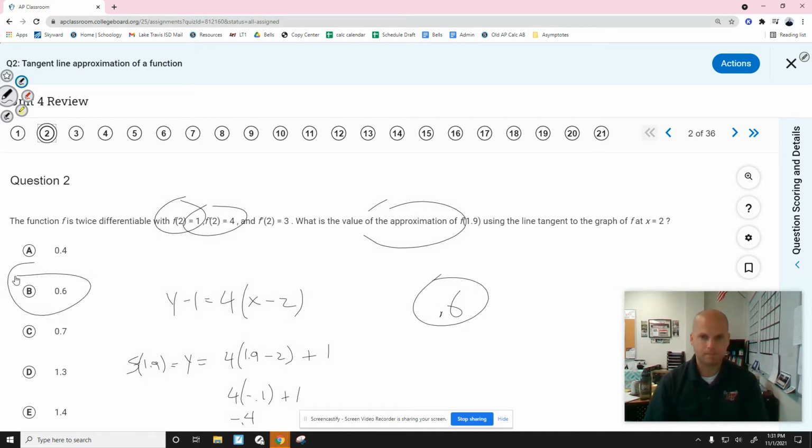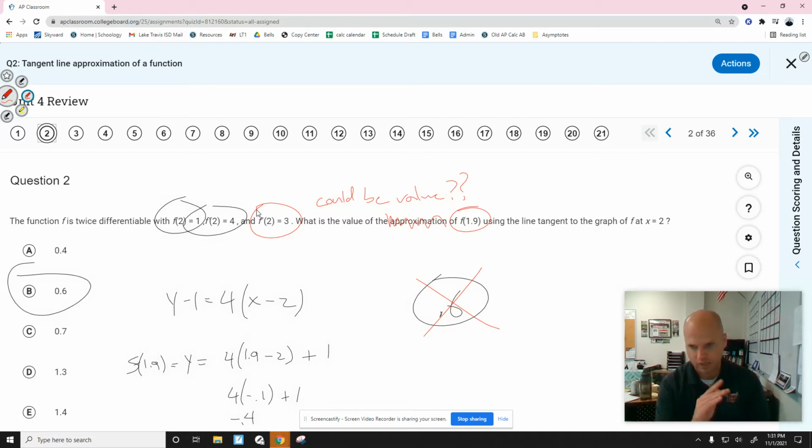Now, this is very important, guys. I don't think there's a question like this in the review. They ask you, what could be the value of f of 1.9? It's like use a linear approximation. What could be the value? Not what's the approximation, what could be the value? I'm not going to include 0.6. 0.6 is my approximation. What else do I know? I know the second derivative is 3. So the second derivative is positive.